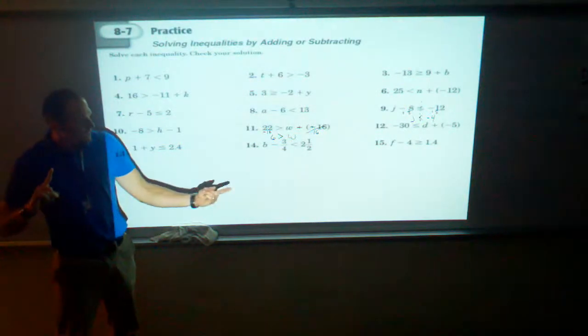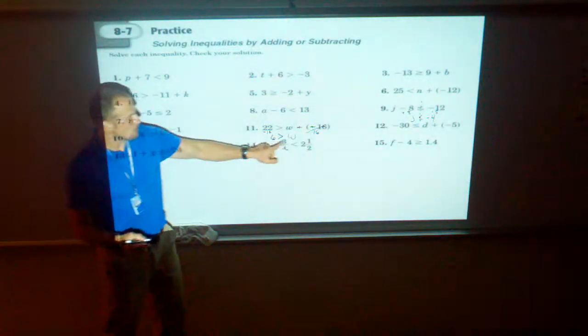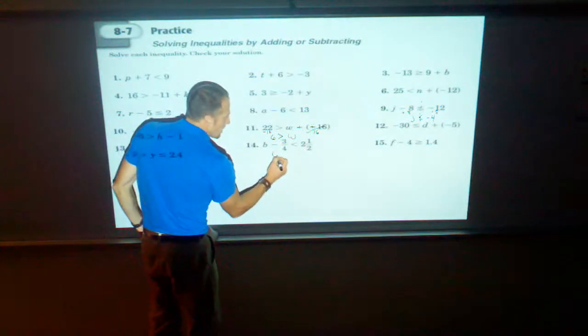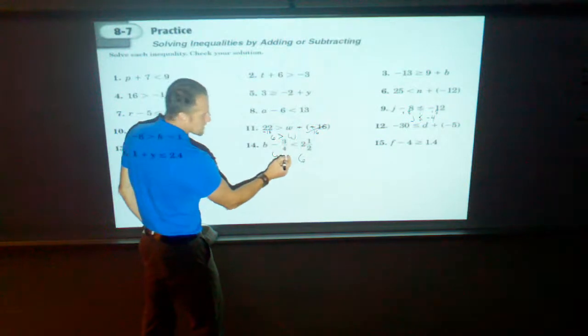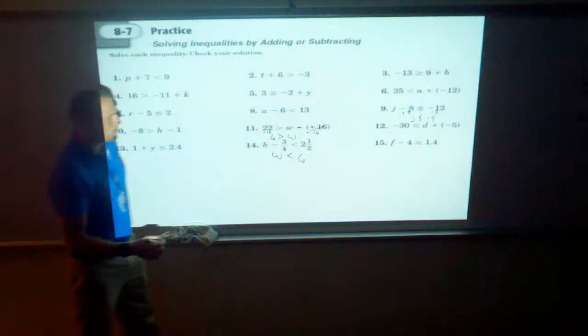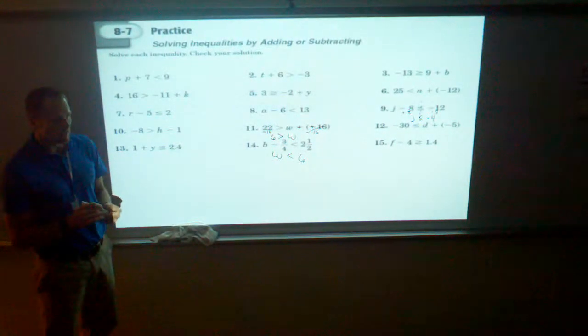Now remember, I need to flip this around. So my W will come over here, my 6 will come over here, and I need to flip my sign as well. W is less than 6.